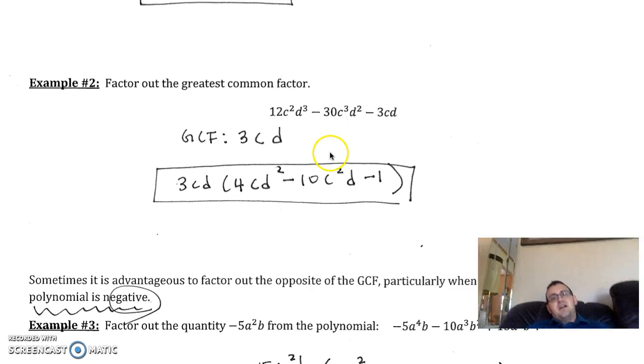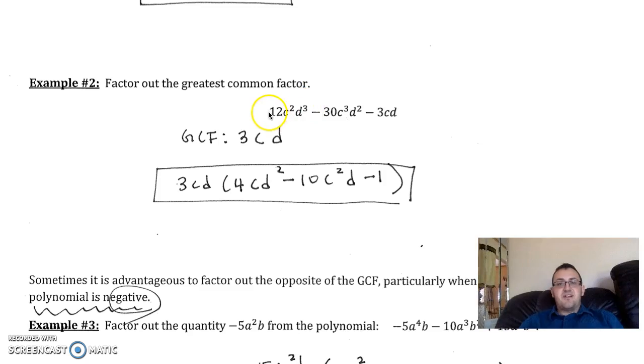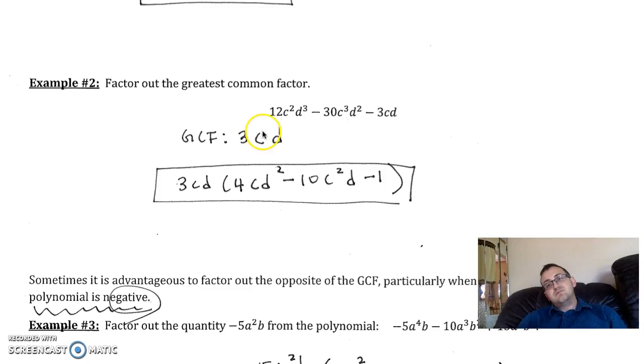Now, example 2: what happens if I have multiple variables in each term? It's the same type of thinking, except I'm going to be thinking about not only the first variable, but the second variable too. So I'm going to pull out the GCF. I know that 3, 12, and 30 have a 3 in common. Then I ask myself, what is the lowest exponent of C? So I'm going to pull out a C. And what's my lowest exponent of D? I'm going to pull out a D. And I pull out the 3CD as my GCF.